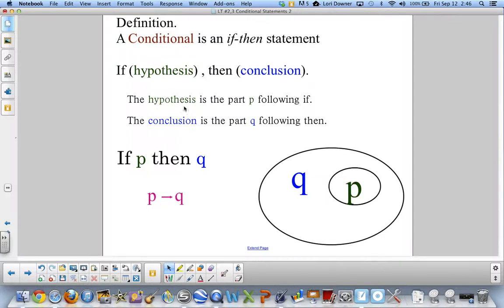And what we say in logic is if the hypothesis is P, then the conclusion will be Q. So we say if P, then Q, and this is how you write it: P arrow Q. It means P is a subset of Q, so that if P happens, then Q will definitely happen. Pause the movie and add this idea to your purple sheet. Press play when you're finished.